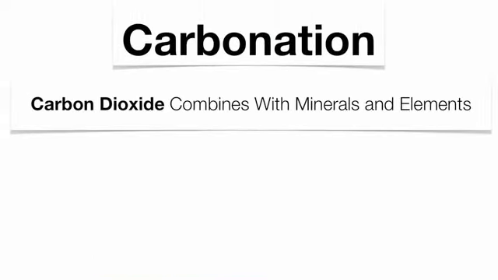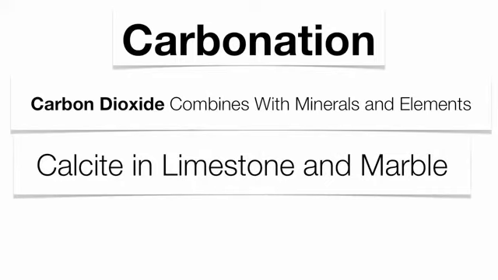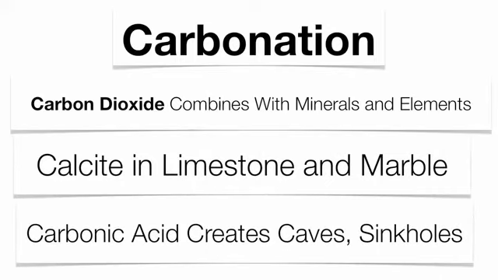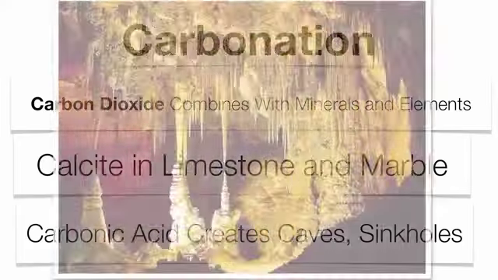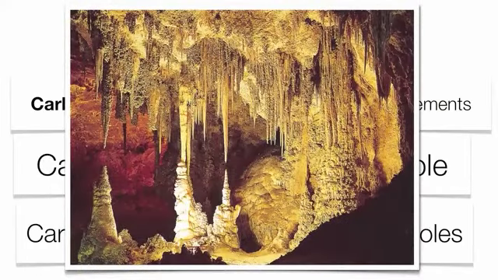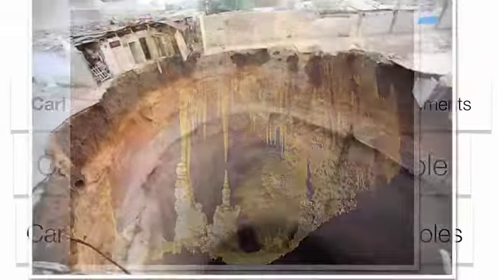Next type is what we call carbonation, and this is where carbon dioxide combines with the minerals and elements in a rock and attacks it. Specifically, there's a mineral, calcite, that gets attacked. What happens here is that you tend to get carbonic acid. The carbon dioxide dissolves into water and creates a very weak acid called carbonic acid that attacks the calcite in limestone and marble. Well, if you're given enough time, that rock gets eaten away and it creates features underground called caves or sinkholes. So here's kind of what a cave system might look like. And here's what a sinkhole looks like.